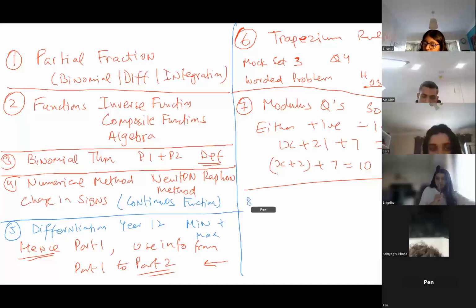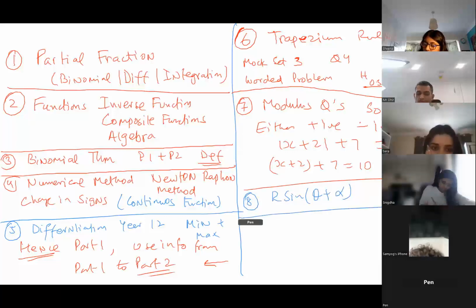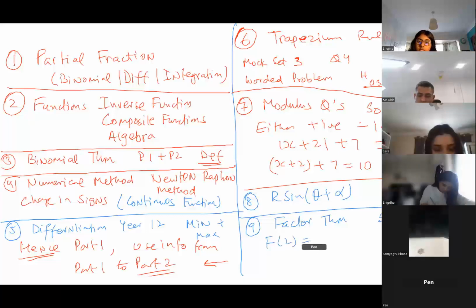After that, we said number 8, we have the r sine theta plus alpha question. Again, a very important question, where we need to find the values of theta, alpha and r by using trigonometry. These are the questions, guys. Number 9, I'm going to say factor theorem. Remember, they say prove that this is a factor of this one, where you need to substitute, for example, x equals 2, and you must write down at the end f(2) equals 0. Therefore, this is a factor.